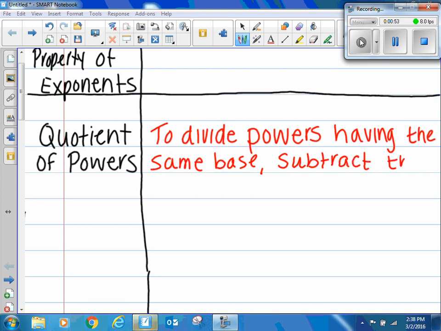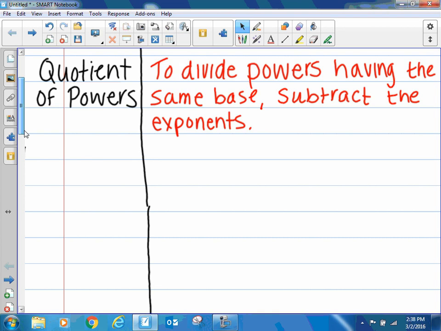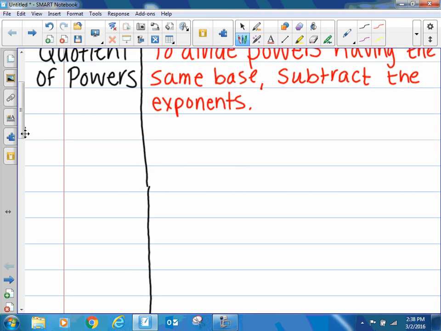the exponents. And that makes sense because we know that when we were multiplying and we had the same base, we added the exponents. And since division is the opposite of multiplication, we're going to do the opposite of add, and that is subtract. So let's look at what this looks like. First example.